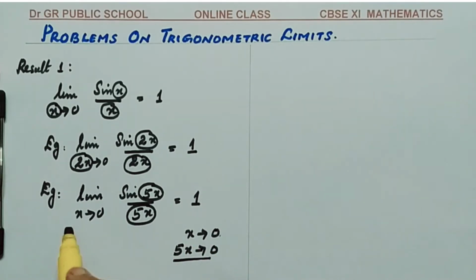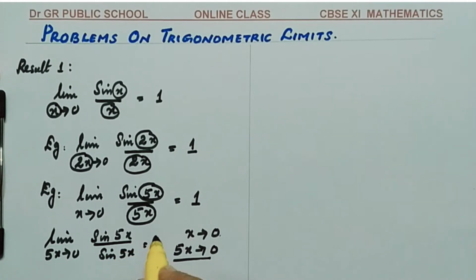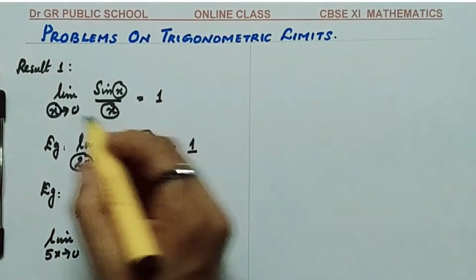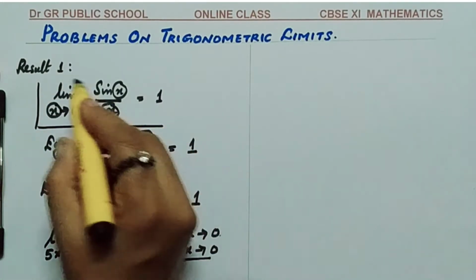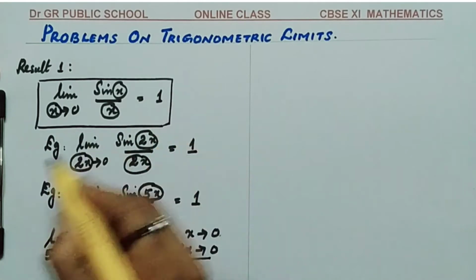So here, with x tends to 0, you can replace this as limit 5x tends to 0. Why? Because as x tends to 0, 5x tends to 5 into 0, which is 0. So the same limit is applicable here, sin 5x divided by 5x. Then you can write the result as 1. This is the first result, or the basic result, for trigonometric functions: limit x tends to 0, sin x by x equals 1.